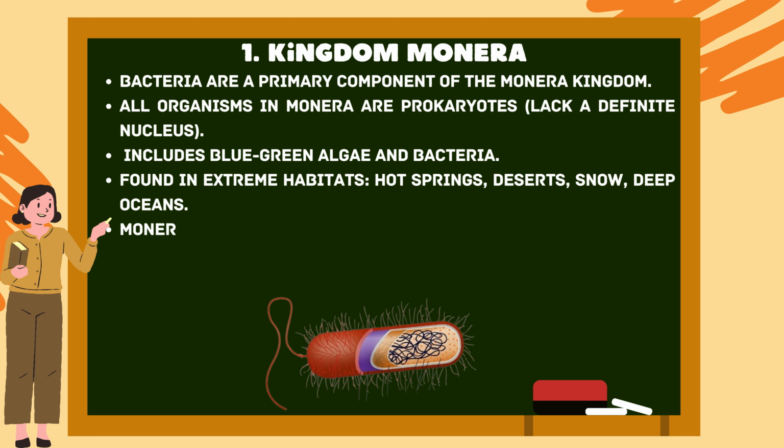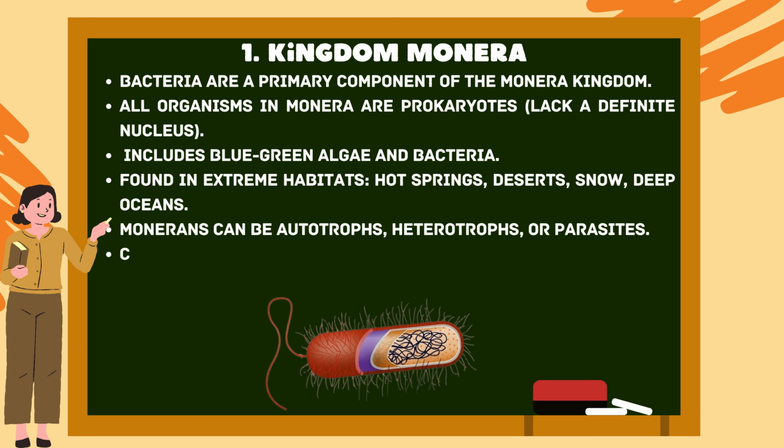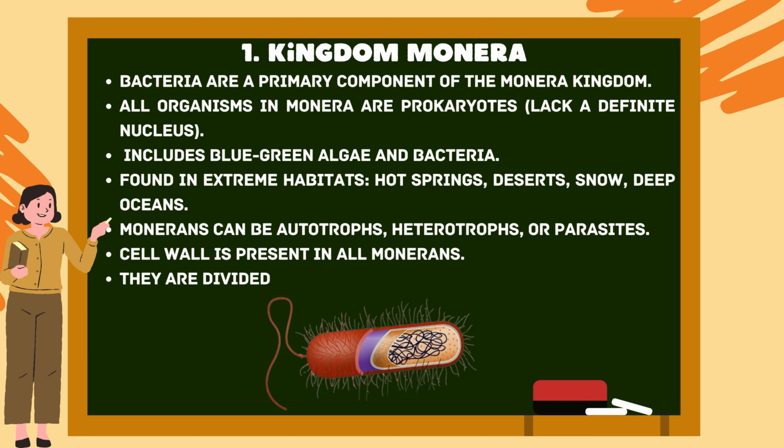All Monerans are prokaryotes, that is, they do not have a definite nucleus. They can be autotrophs, heterotrophs, as well as parasites. Cell wall is present. They are divided into two parts, mainly Archaeobacteria and Eubacteria.